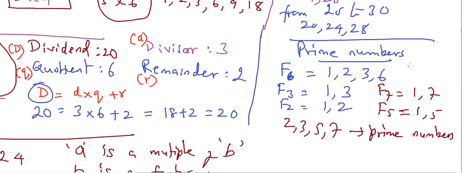A number having more than 2 factors, or 3 or more factors, is called a composite number. For example, 6. As we saw, 6 has 4 factors, therefore 6 is a composite number.